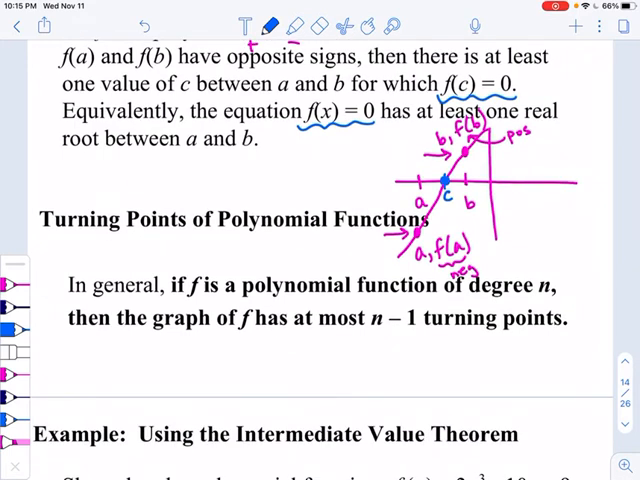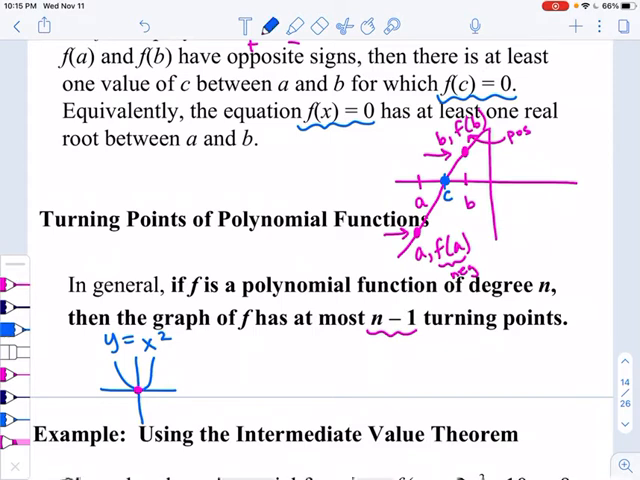Now, if you think about this, I'm just going to go back to the basics. y equals x squared means that we have a parabola. How many turning points does it have? It has one turning point. That is n minus 1. 2 minus 1 is equal to 1. The most number of turning points it's going to have is 1.